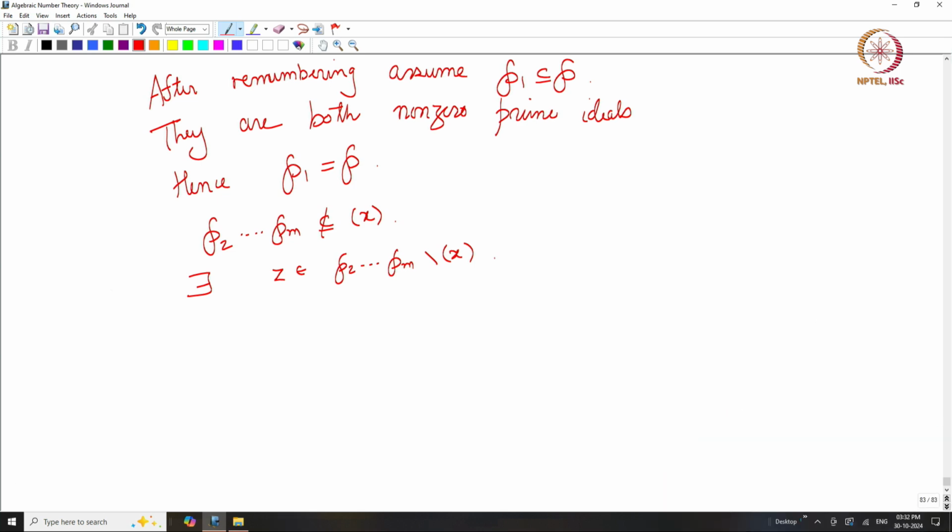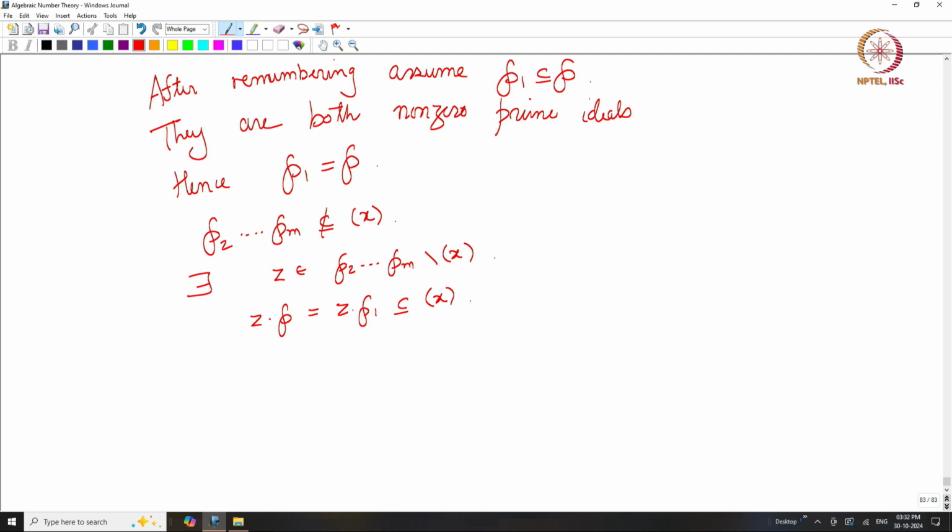Now, I know that z times p, which is simply p1 as I have proven, so this is simply z times p1, this is contained in x, right. So, although z is not contained in x, z times p1 is contained in x. Okay.